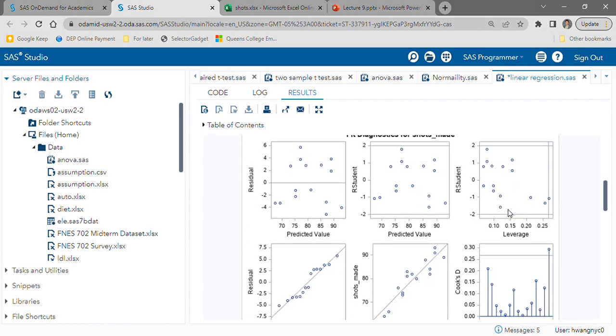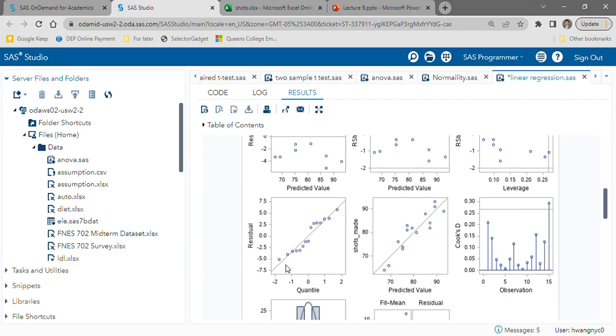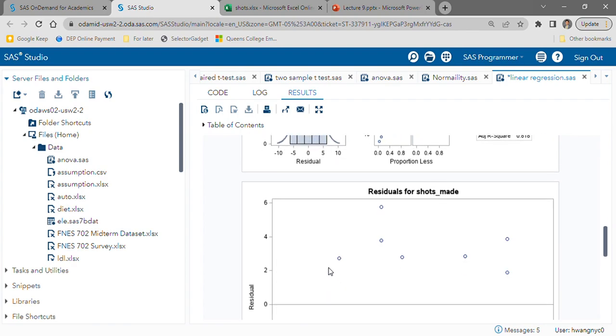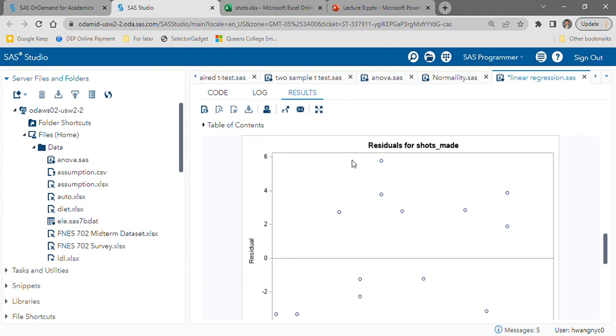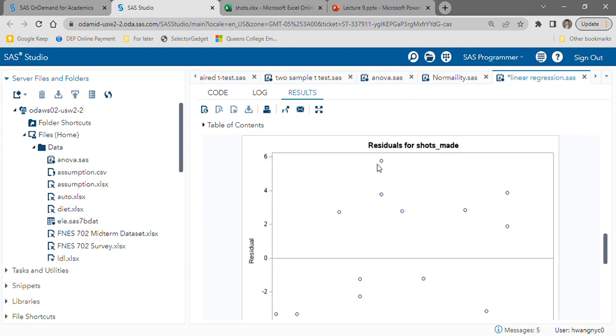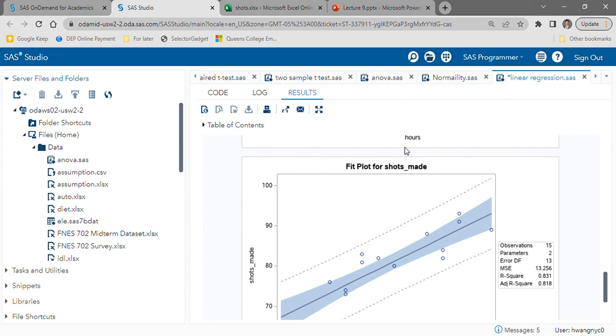So now we have some diagnostic plots. Notice we talked about our QQ plot, or our residuals against our quantiles, and how it's fitted nicely to the line. No S-shaped curve here. Notice how our residuals kind of follow a normal distribution. And then residuals for shots made. What we don't want is a lot of spread. Notice our lowest value here is -4, and then we have a value of 6. They all are kind of evenly distributed in between on both sides.